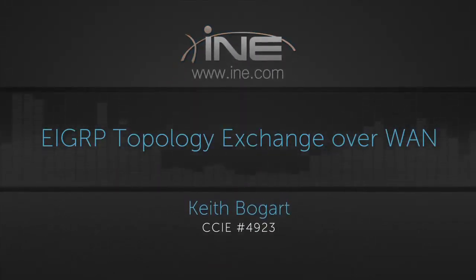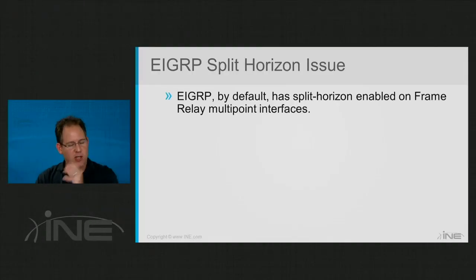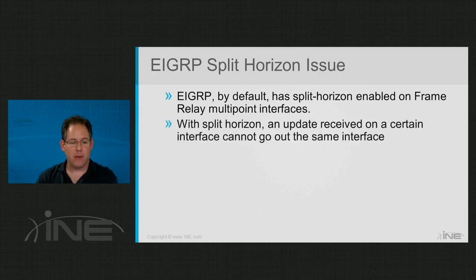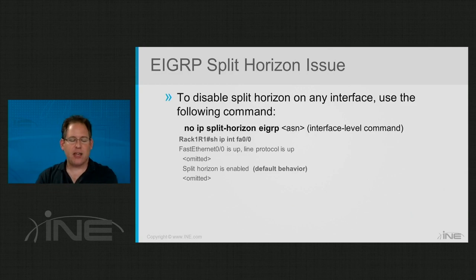EIGRP topology exchange over a WAN, over a wide area network. So we talked about split horizon already and how on Frame Relay non-broadcast multi-access or Frame Relay multipoint interfaces, that could be an issue. For example, this is what I drew on the whiteboard right here, where if 1112 sends a routing update, 1111 will get it, but he's not allowed to turn around and reflect it right back out to 1113.